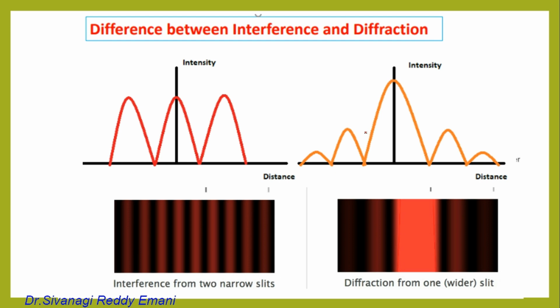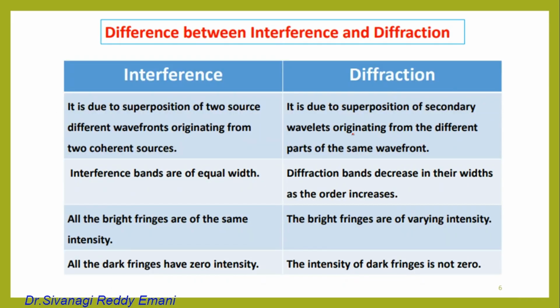Then when we come to the difference between interference and diffraction, we can see the pattern here carefully. From the figures we can understand that in interference all bright fringes have equal intensity, whereas in diffraction it is changing. So from this figure we can understand these points. Interference takes place due to superposition of two different wavefronts originating from two coherent sources. So for interference we require two coherent sources, whereas diffraction is from the superposition of secondary wavelets originating from different parts of the same wave.